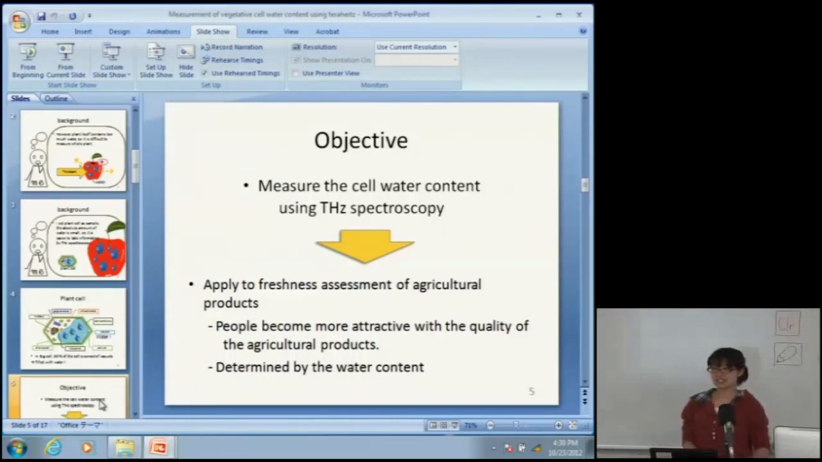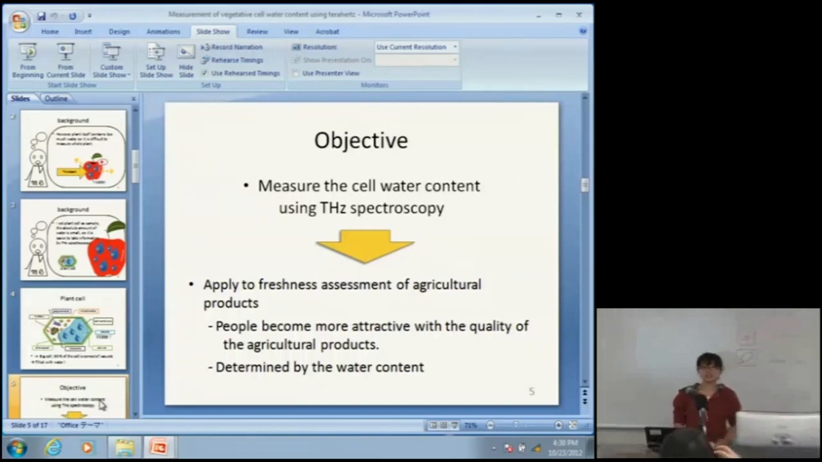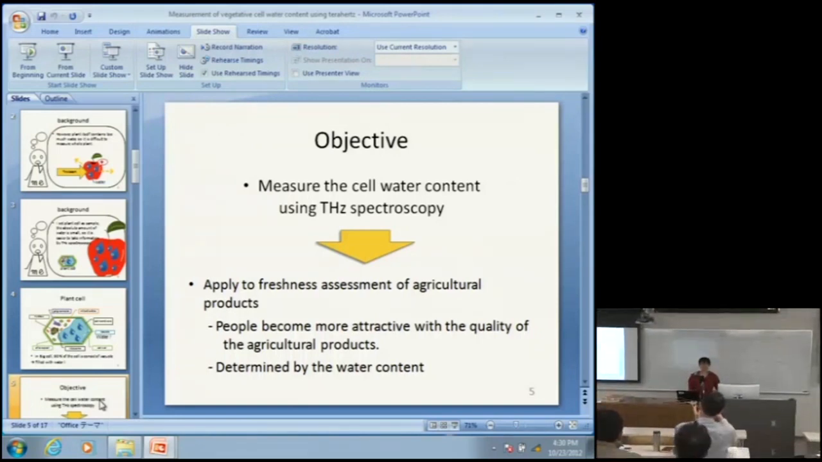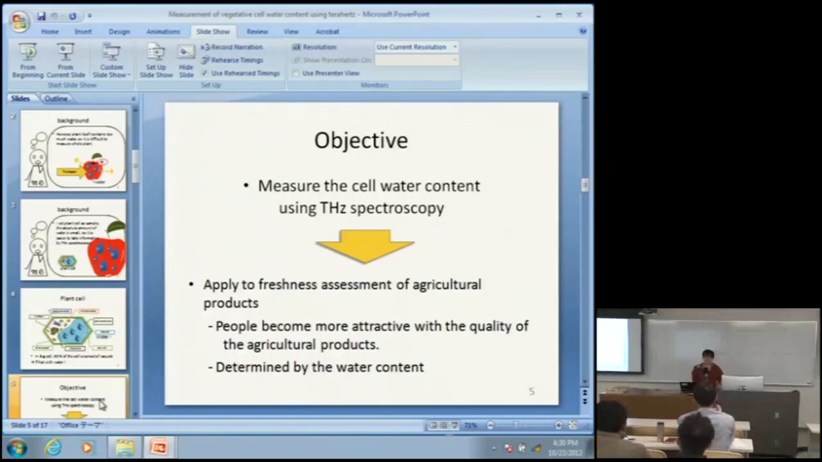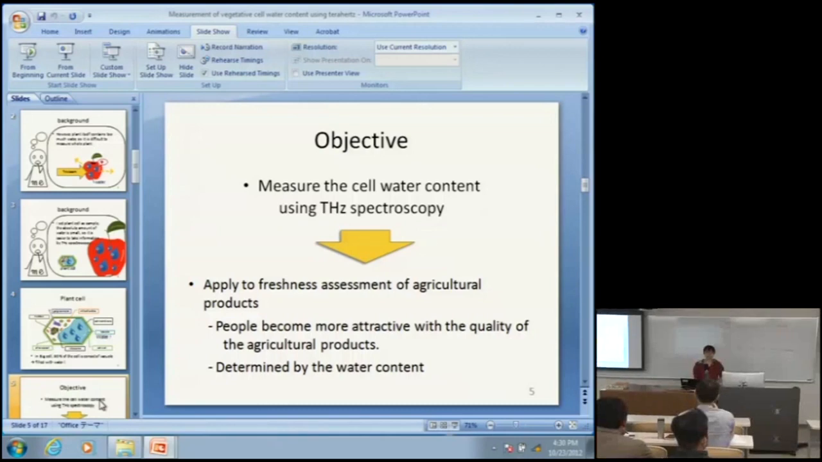Anyone? I mean, about your application, you want the freshness assessment. So I think you can talk about the previous research, like what the other methods are. And then you can make some comparison, and then talk about your research and its disadvantages. I think it's better. Okay. Thank you very much.